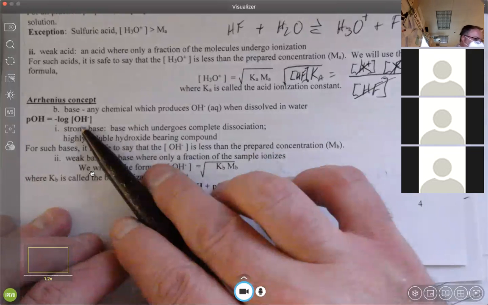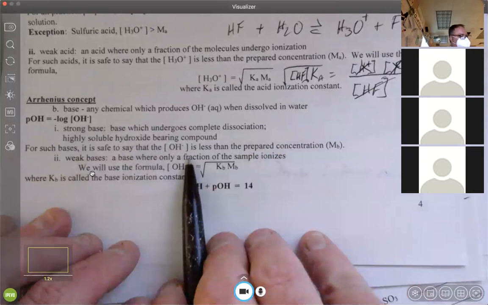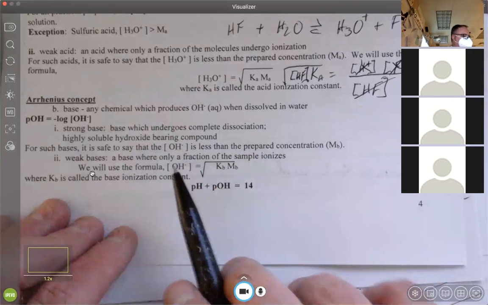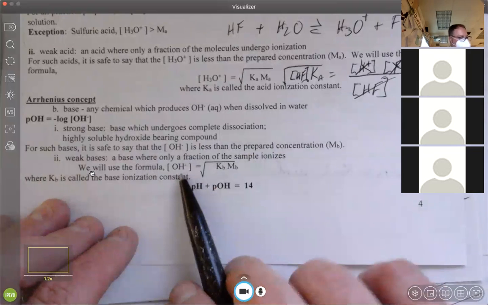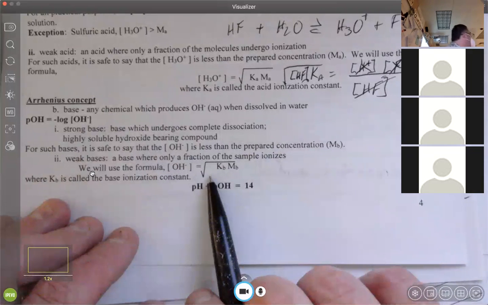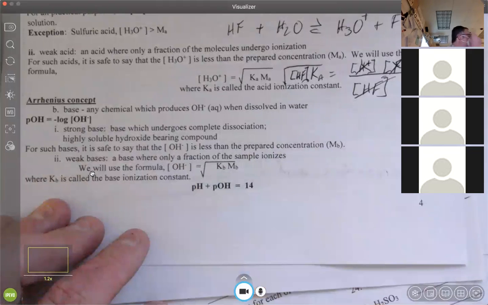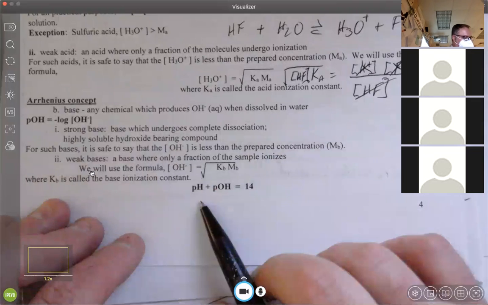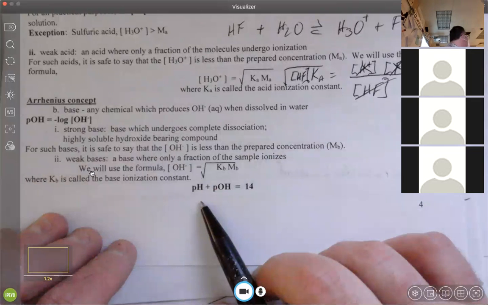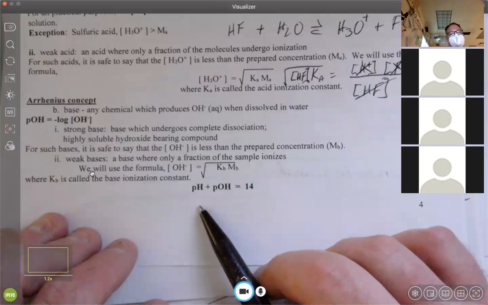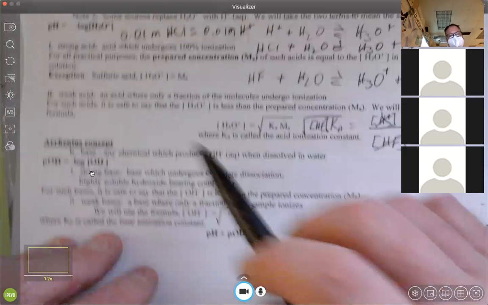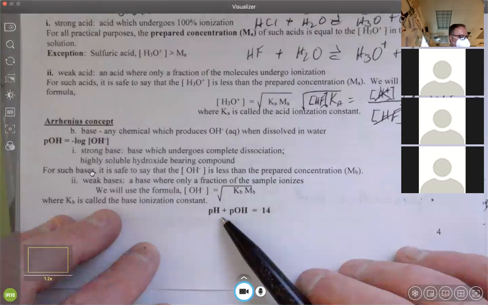For weak bases, they do not undergo complete ionization. So again, the concentration of the OH negative is equal to the square root of Kb times the concentration of the base, right? That is also an ancient math. So there we go. So the pH and the pOH relate because if we add the pH to the pOH, we get 14.